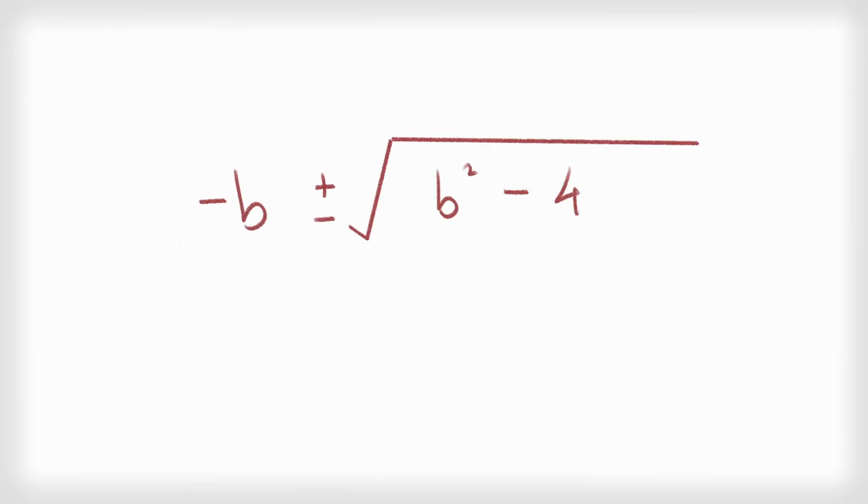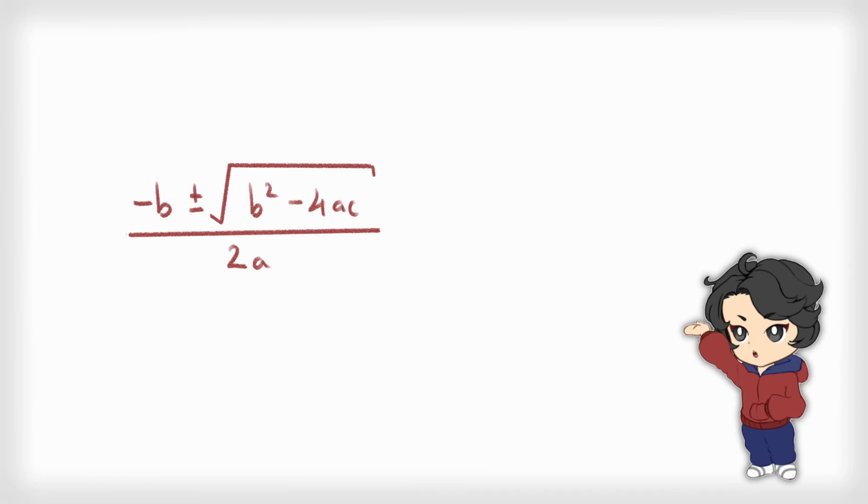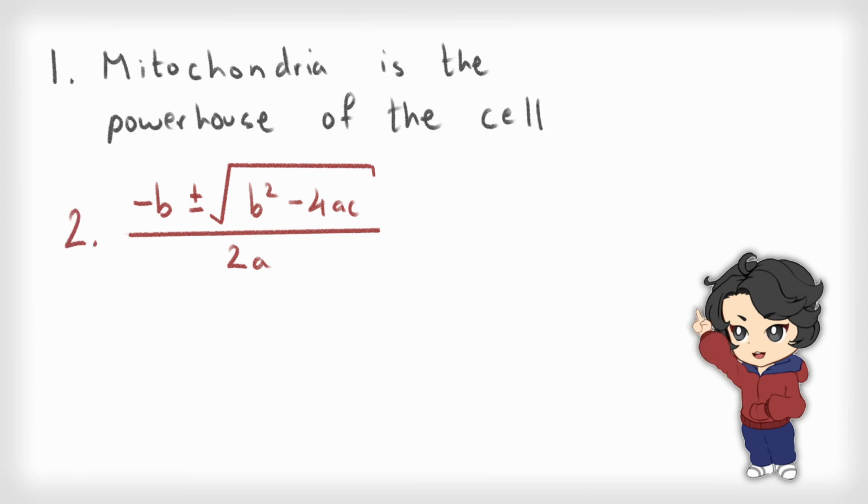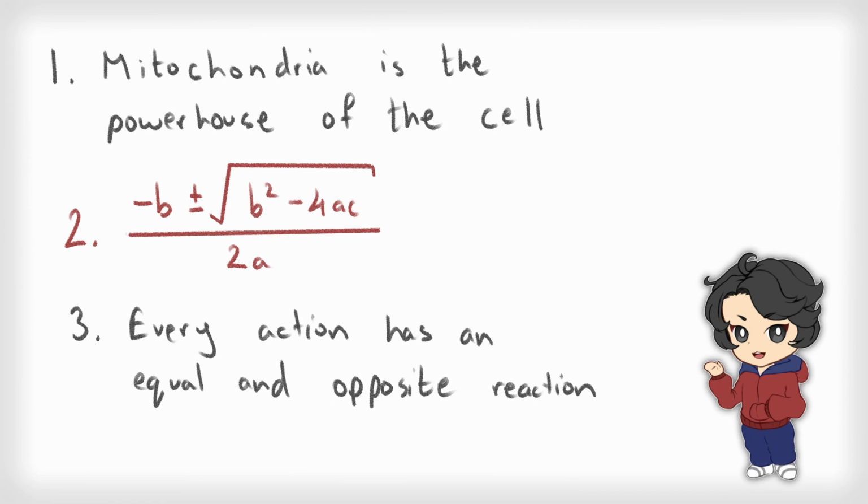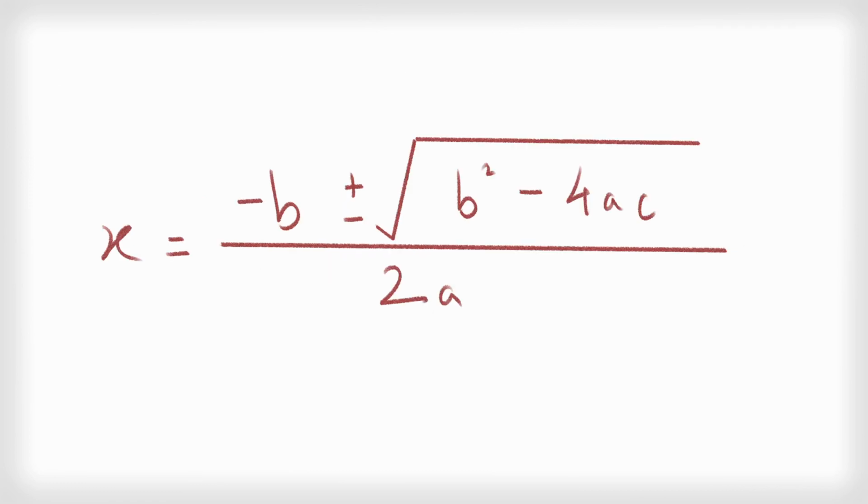Enjoy the video. Minus b plus minus square root of b squared minus 4ac by 2a. Probably one of the most infamous lines you'll ever learn in school. Right after mitochondria is the powerhouse of the cell, and right above every action has an equal and opposite reaction. Now you probably know this as the general formula to solve any quadratic equation.